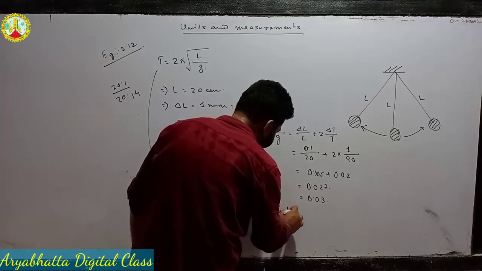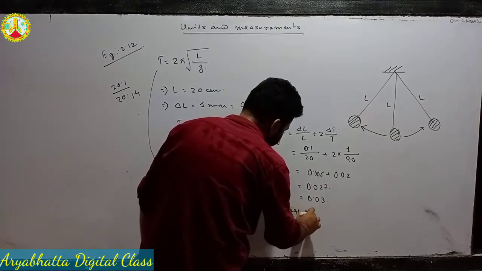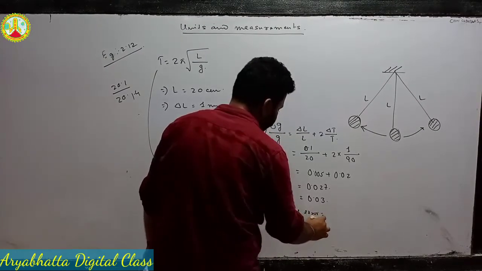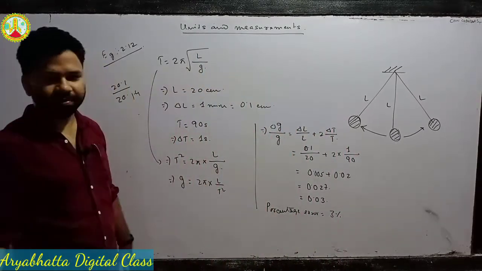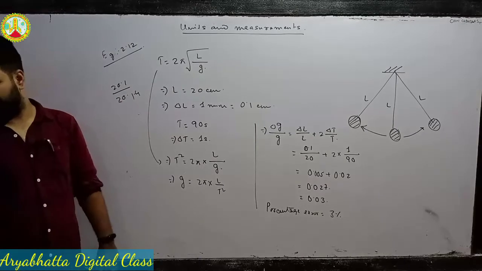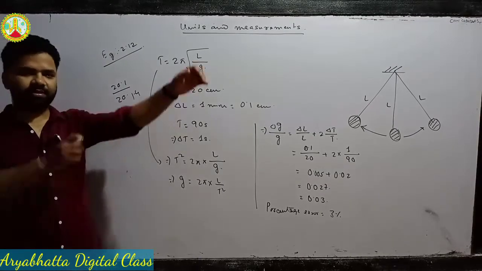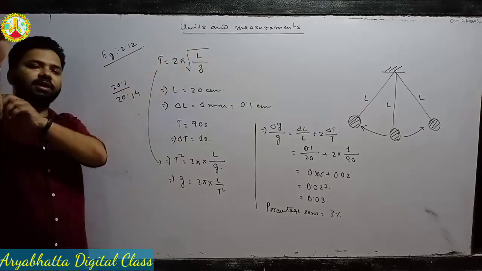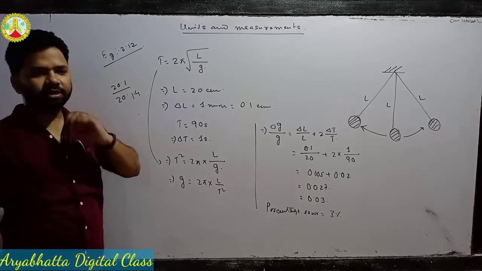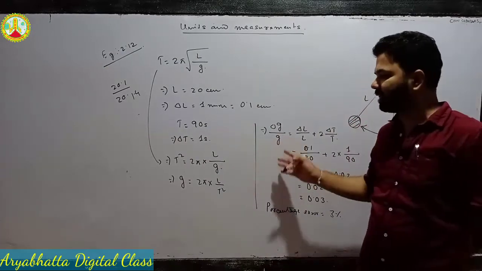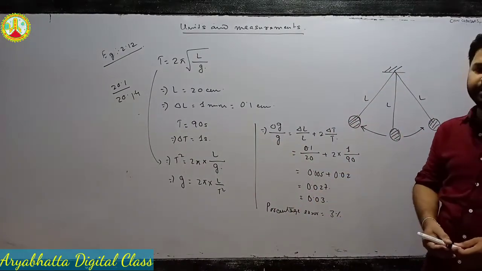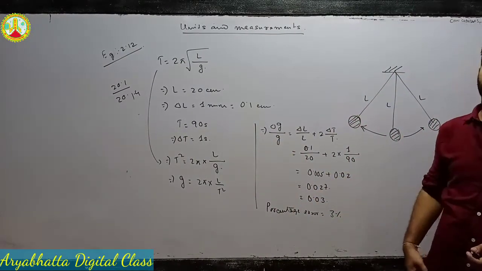So what will be the percentage error? The percentage error will be 3%, 0.03 into 100%. So it will be 3%. That means, what is the accuracy? Accuracy is 97%. Okay? You cannot get a device which is 100% accurate. But whatever device we are using, what is the error? Error is 3%.